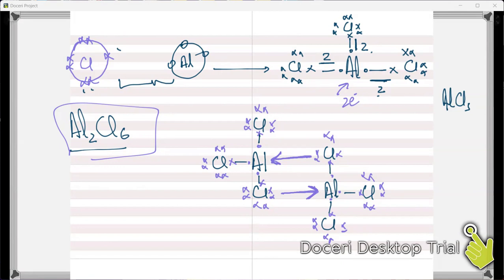See, I drew this structure. What I want you people to do is draw the shell structure with the dot and cross model. You do that for me, please? Because the question comes for the structure in dot and cross model.